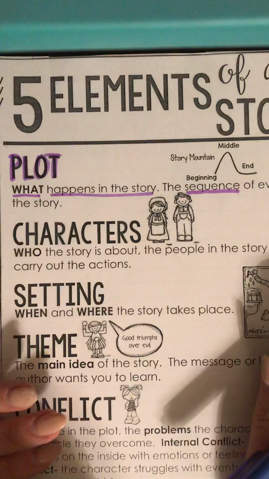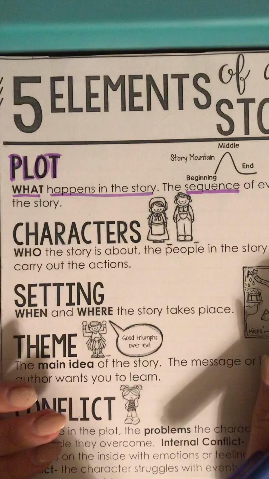The first one that we're starting with is our plot. So we're going to go through here and we're going to highlight plot. Now, if you were in my class last year, we did a lot of anchor charts and work inside all of our spirals, and I'm sure that Miss Roaches did as well last year. So plot is the what that happens in the story. It's the sequence of events in the story. So over here, we've got our sequence. There's always a beginning, a middle, and an end.